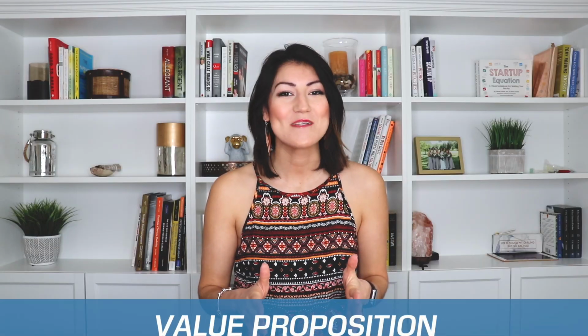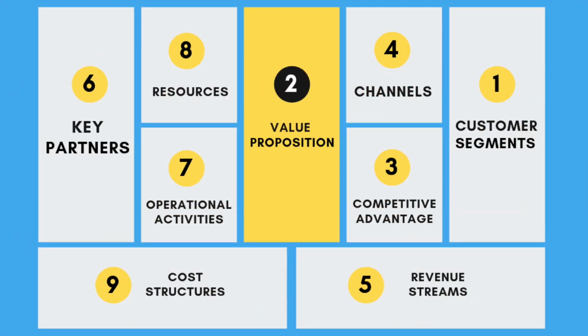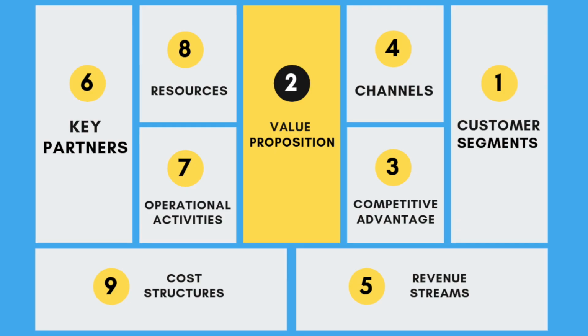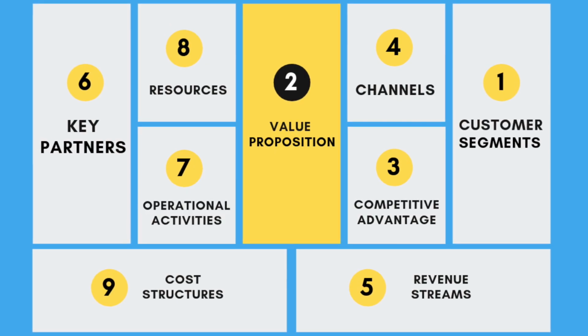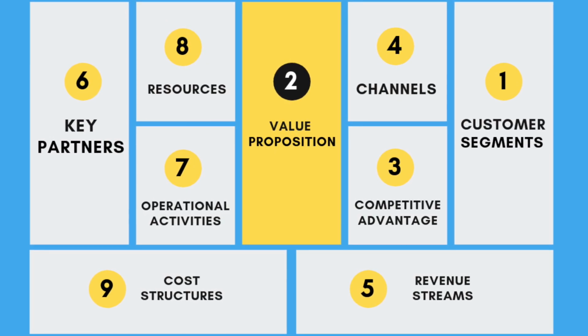Customer segments is the most important section of the business model canvas, and you want to make sure that you have your customer segments figured out and completely solidified before you move on to any other step in this process. Next, we move on to our value proposition. Our value proposition is what is the problem that our customers have and how are we solving that problem?